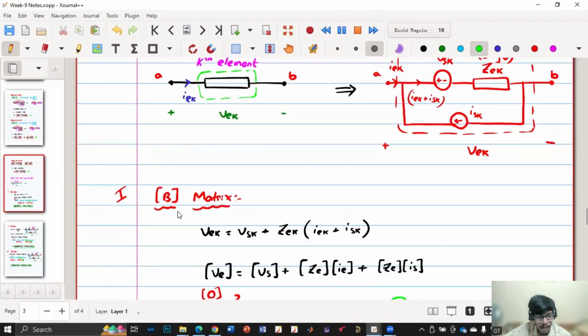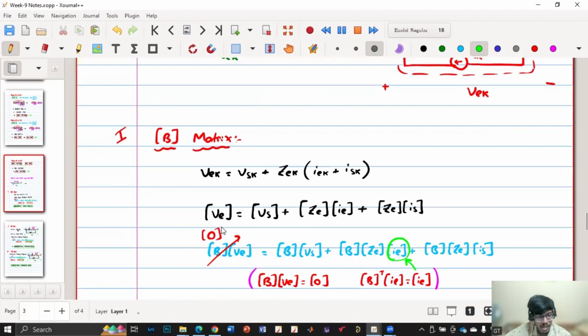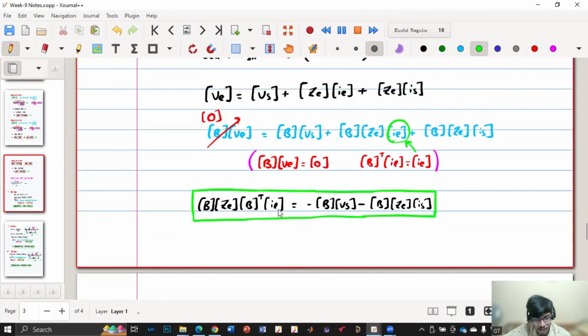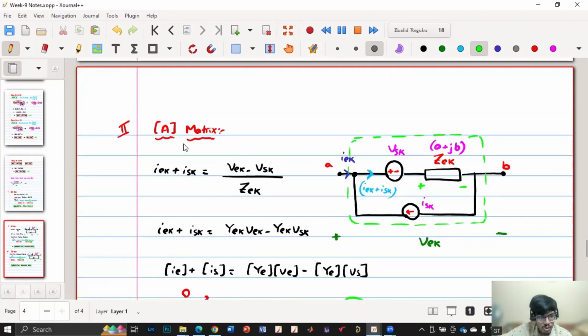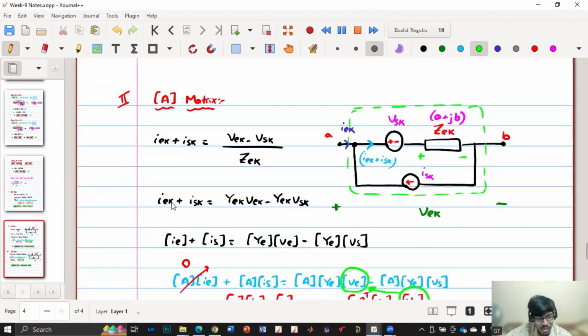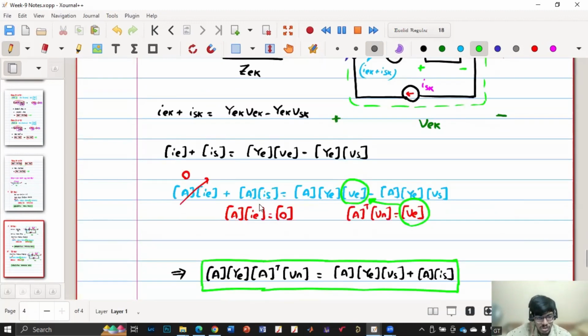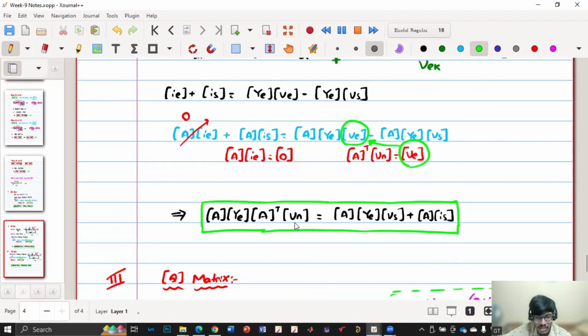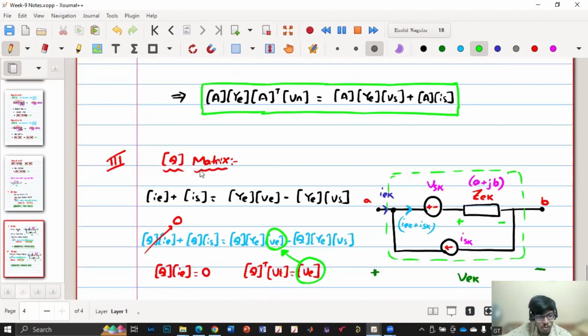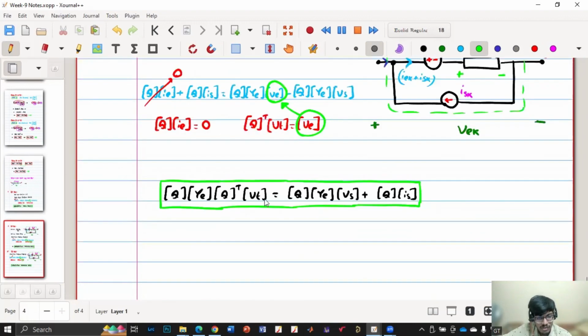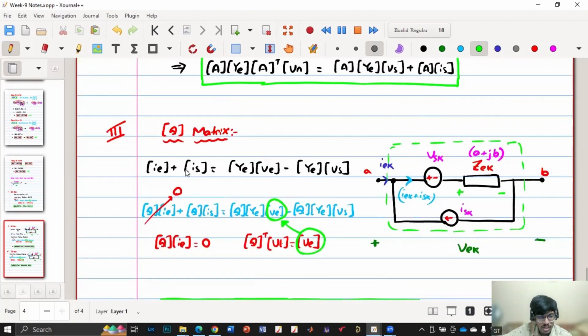If you want to use B matrix, you have to write in terms of VE and multiply it by B so that you will get fundamental loop currents, using which you will get element currents, using which you will get element voltages. If you want to use A matrix, you have to write in terms of IE and multiply it by A so that first you will get the node voltages, using which you will get the element voltages, using which in this equation you will get the element currents. If you use Q matrix, it is exactly similar. First you will get twig voltages, using which you will get element voltages, using which you will get element currents.